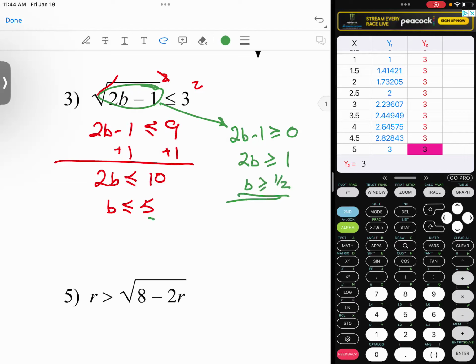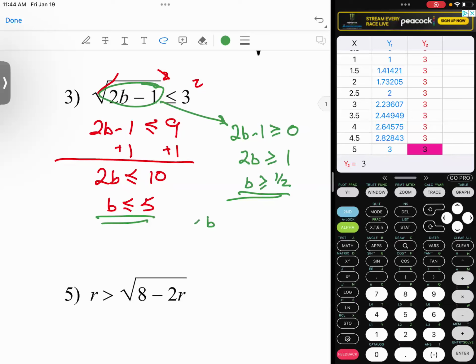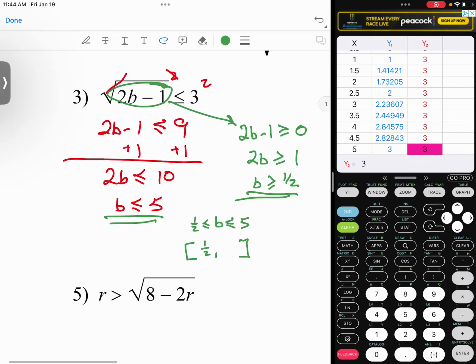So we have two constraints on what b can be. It has to be greater than or equal to 1/2 and less than or equal to 5. If you want to do that in interval notation, we would do brackets because 1/2 and 5 are included. The lowest value for b is 1/2. The highest value is 5.